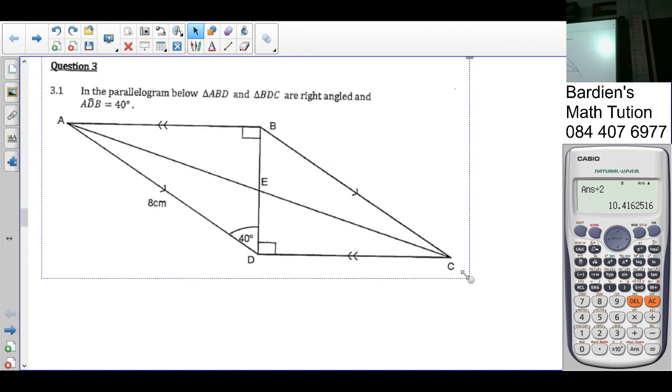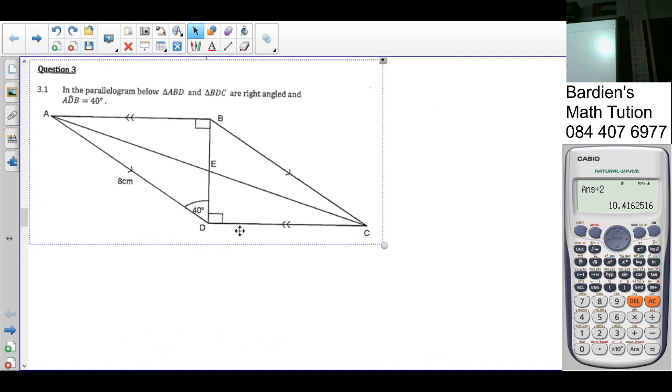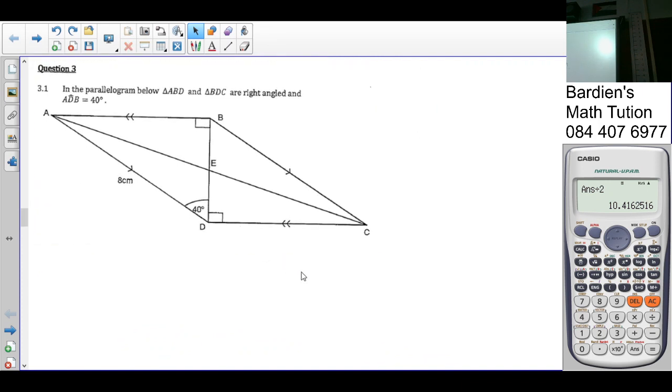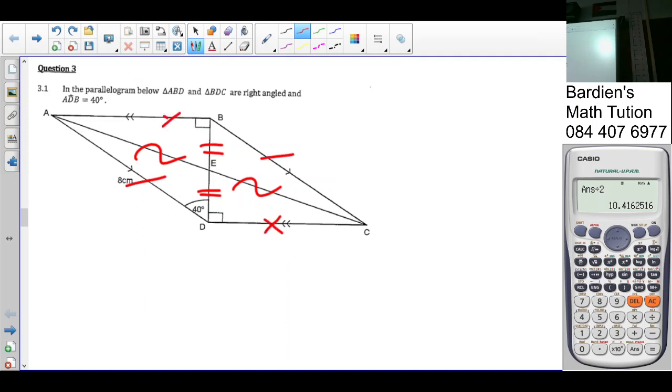Now question 3.1. In the parallelogram below, if this is given a parallelogram, what comes to mind? 4 properties come to mind immediately. Opposite sides are parallel. Opposite sides are equal. Opposite angles are equal. Diagonals bisect each other. So here, diagonals bisect each other, that length is equal to that, and that length is equal to that. And opposite sides are equal, that is equal to that. That length is equal to that length there. And the others is already marked equal.